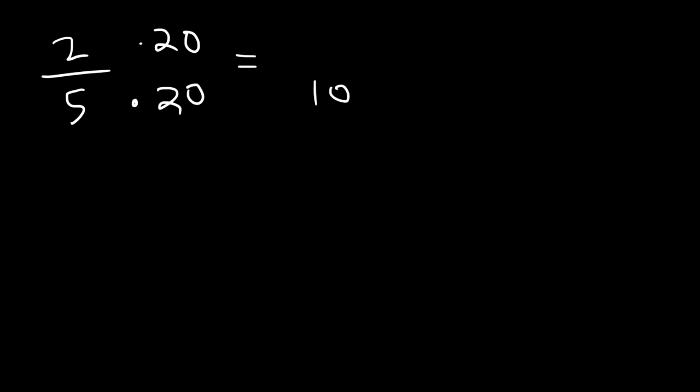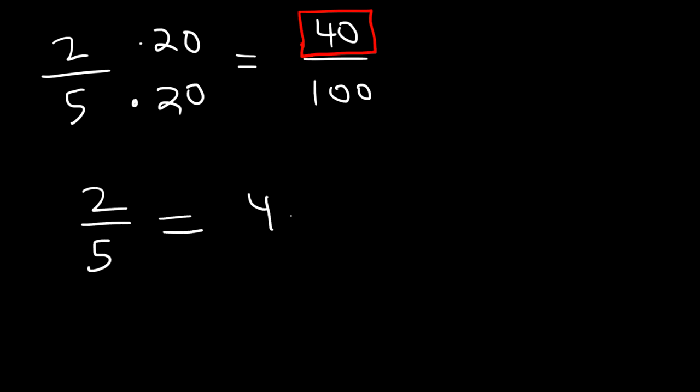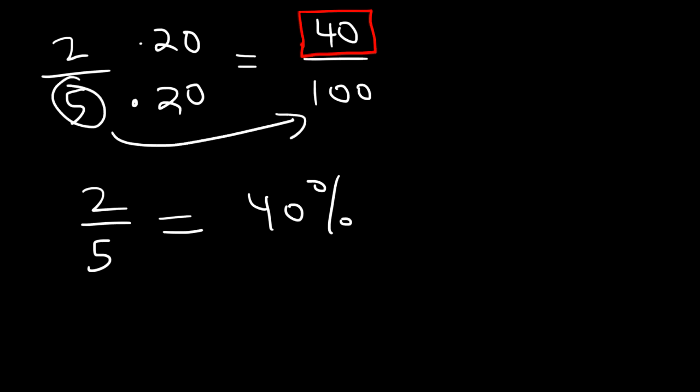5 times 20 is 100. 2 times 20 is 40. Now, whatever number you get in the numerator of this fraction is going to be the percentage. So 2 out of 5 equates to 40%. And that's one simple technique that you can use to convert a fraction into a percentage, if this number can easily be converted to 100. Sometimes it can't. But let's work on some more examples.